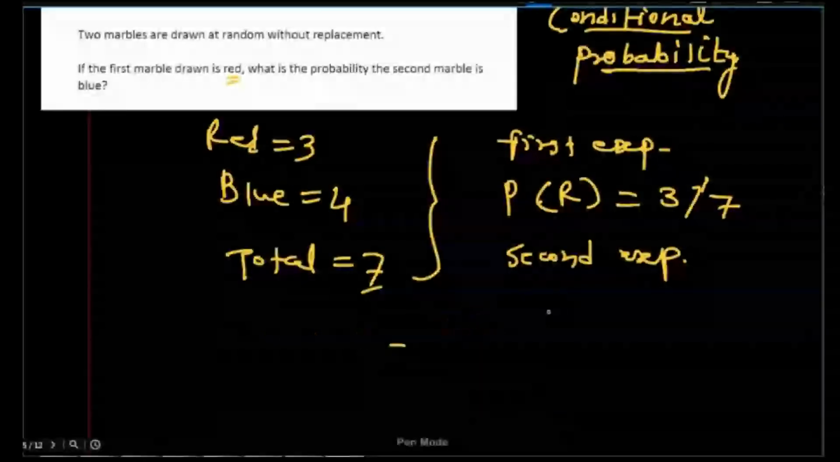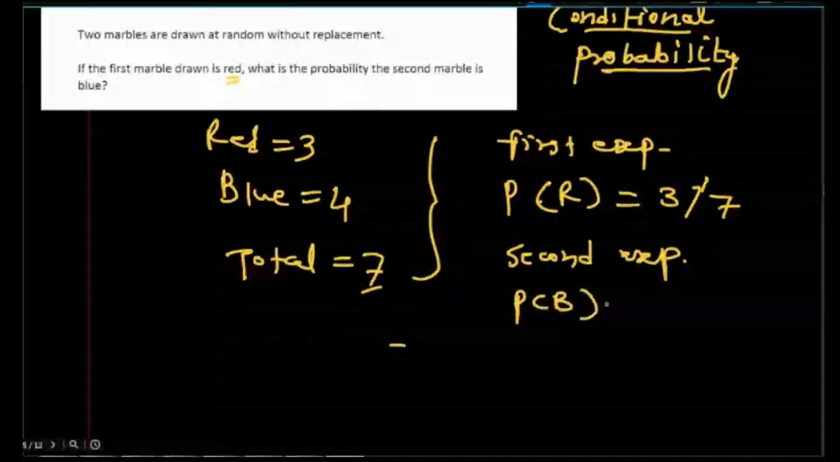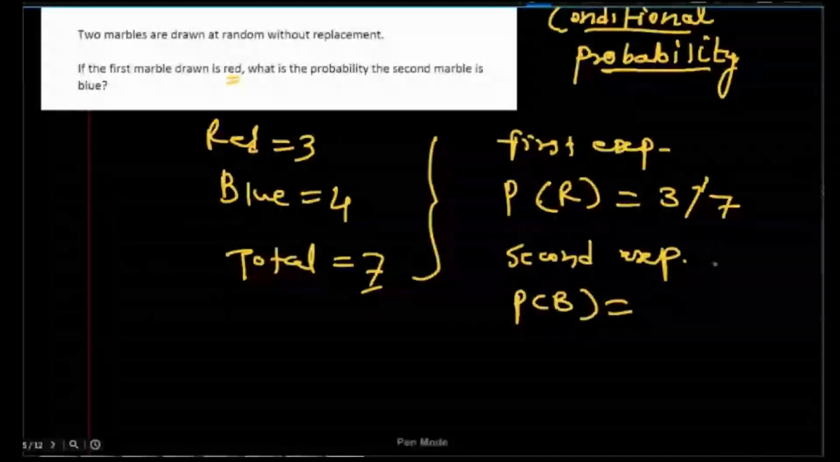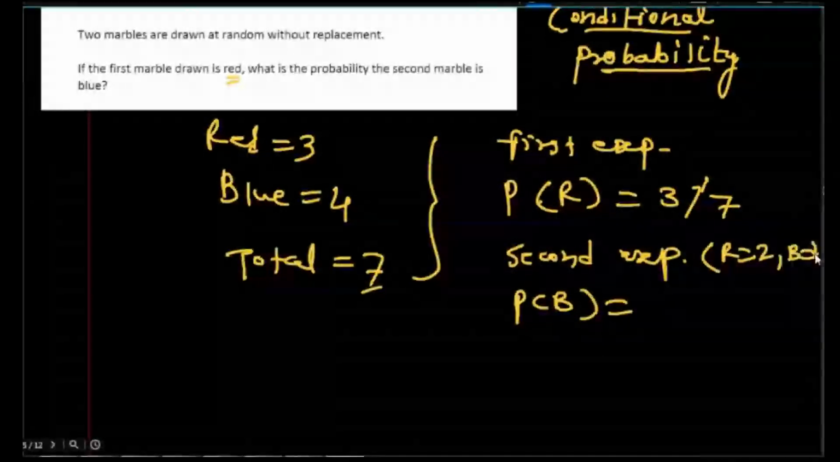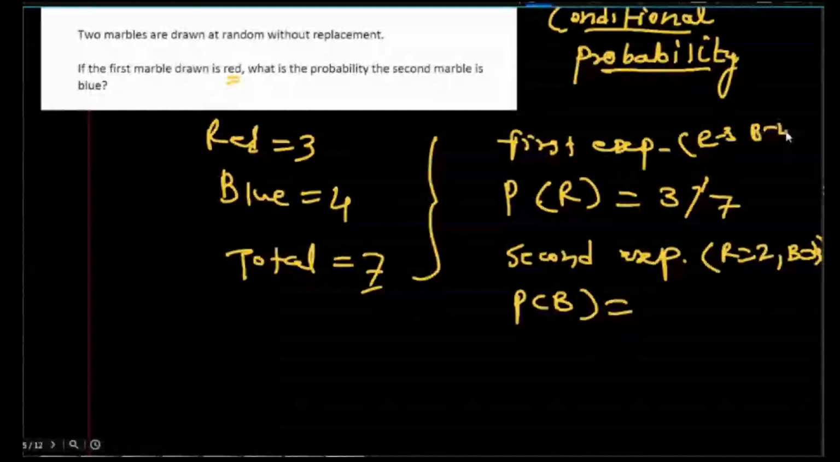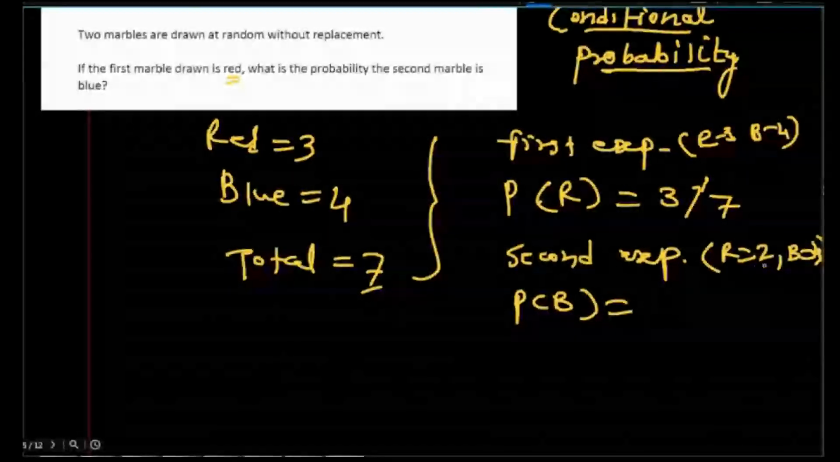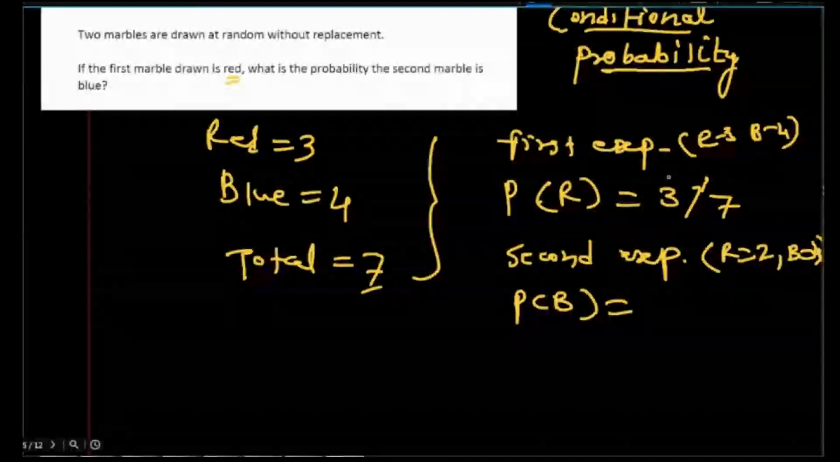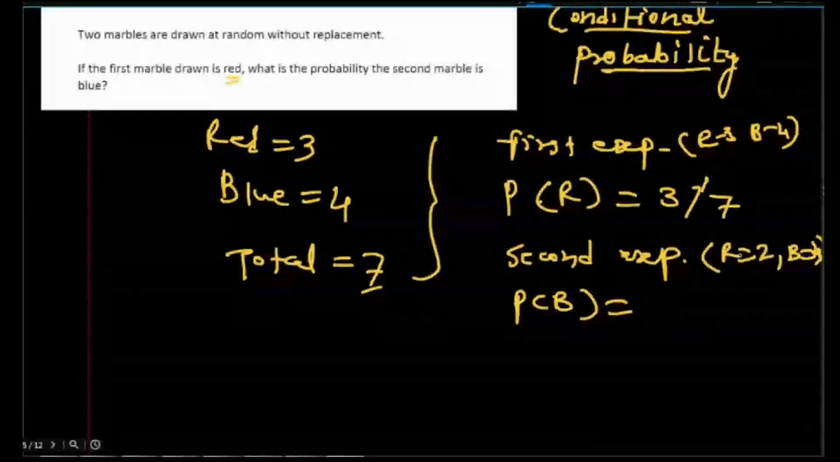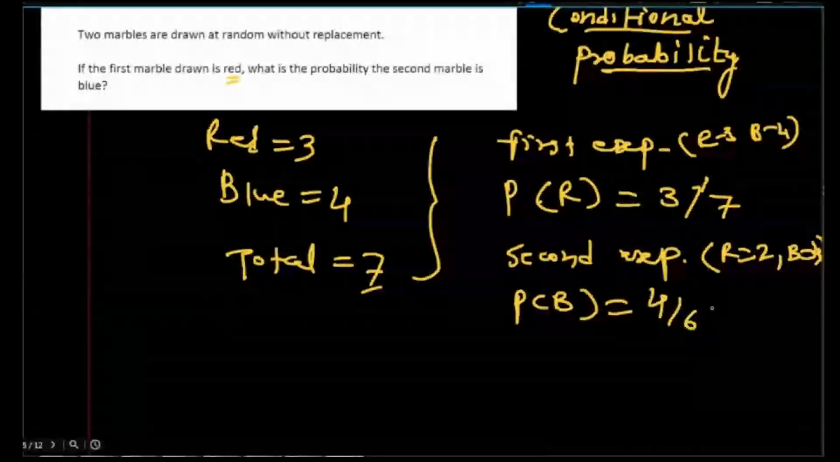In the second experiment, probability of blue will be equal to how much? For the second experiment, red will be 2 and blue will be 4, and total marbles will be 6. In the first experiment, red is 3, blue is 4, and total is 7. In the second experiment, red is 2 because the previous marble was red. So red is 2 and blue is 4. Total marbles are 6. So that means it will be 4 by 6, or we can simplify this to 2 by 3.